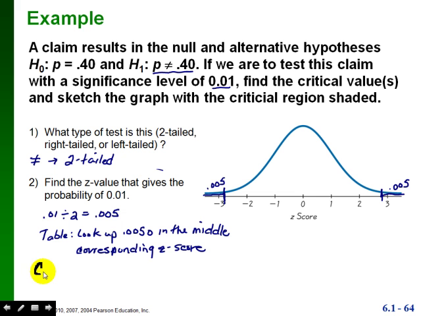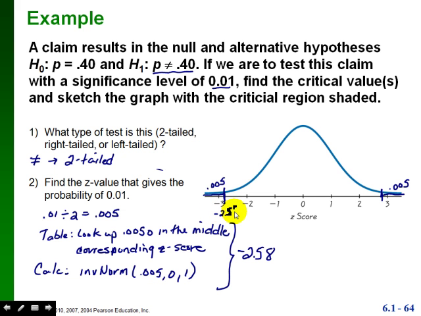Now with your calculator, you would do inverse norm, put in your 0.005 and 0 and 1. Again, this is going to give you a negative value. Either one of these two will. So what we're going to get from either one of these is approximately negative 2.58. So that means that one of our critical values is negative 2.58. The other one would be a positive 2.58.